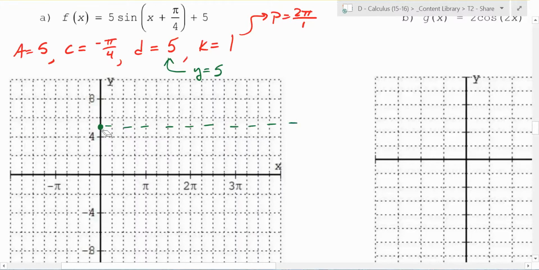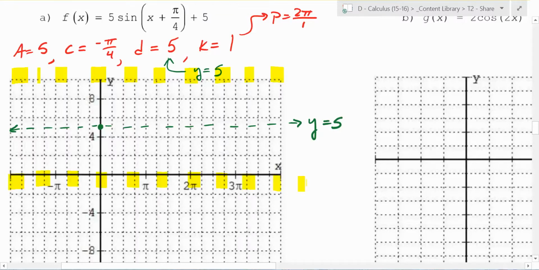I thought D was a vertical shift. Vertical, exactly. So where's the midline usually? 0. What's 0 plus 5? Oh, okay. Vertical shift, exactly. What's our amplitude? 5. So how far up maximum does this trig function go, and minimum? Let's put our bounds up here. We know it goes all the way up to here, and it goes down to here.